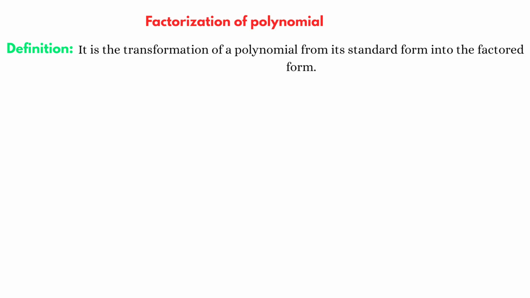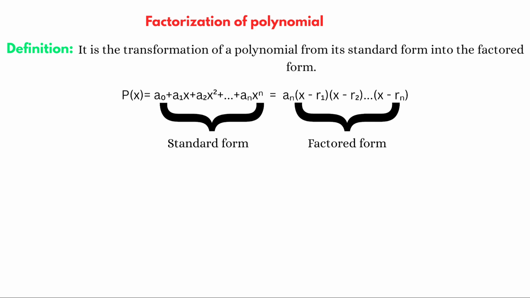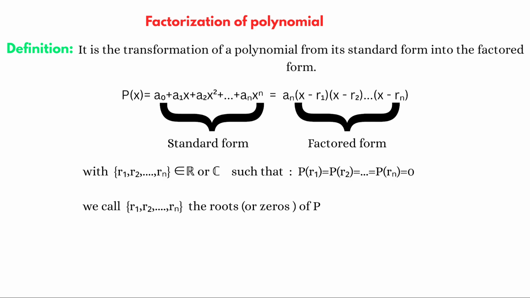In this video, we're going to talk about factorization. It's the transformation of a polynomial from its standard form into the factored form. P of x equals a0 plus a1x plus a2x squared, and so on, up to an x to the power n, which can also be written as an times (x minus r1)(x minus r2), and so on, up to (x minus rn), with r1, r2, and so on up to rn belonging to the real or complex numbers, such that p of ri equals 0 for all i.